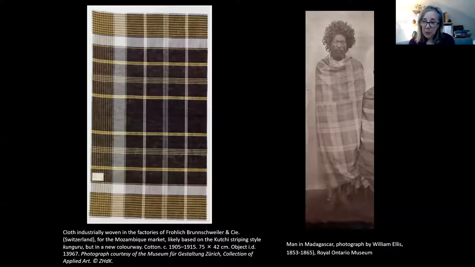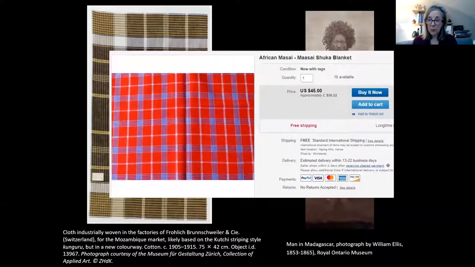Now, Burton, in his writings, tells us that this was the type of cloth that was especially favored by the Maasai. And so it is likely, in fact, quite certain that it was this Kutchi plaid that is at the origin of the famous Maasai plaids that are still worn today.